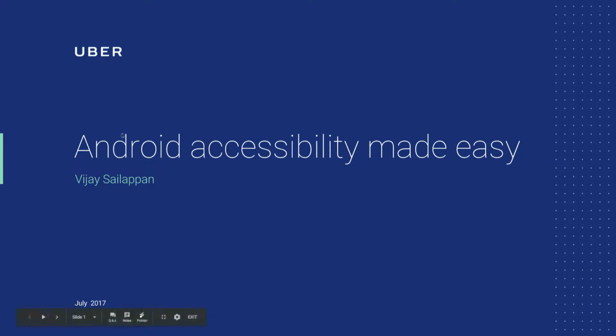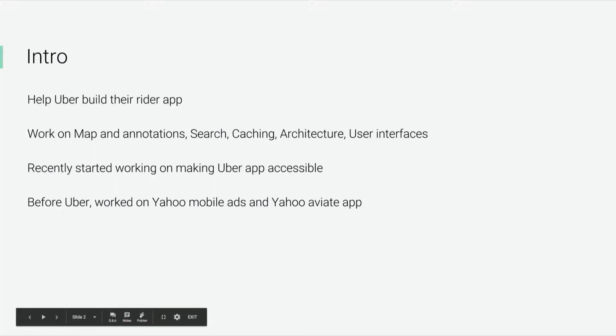This is a quick intro about me. I help Uber build their rider app, the app that you use to request cars. I work on maps, annotations that you see on maps, the route lines that you see on maps when you request a car, or when the driver is en route. I work on the search page that you use for searching your destination locations, pickup locations, and I work on caching, some of the architecture components, and mainly user interfaces.